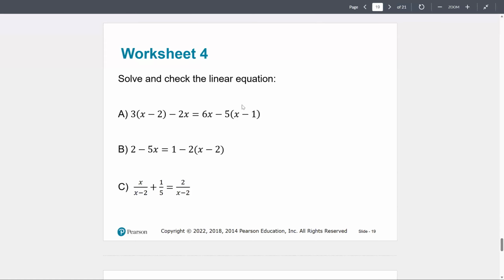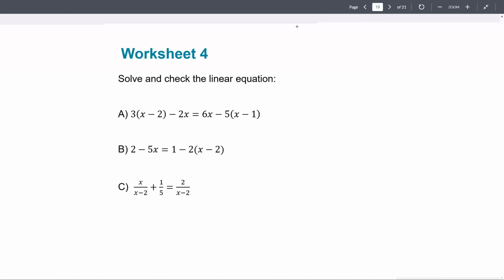So you already know what conditional looks like. Everything we had before was conditional. We had one solution. So here on worksheet number 4, we have A, B, and C. Figure out which one is conditional, which one's an identity, and which one is going to be inconsistent.